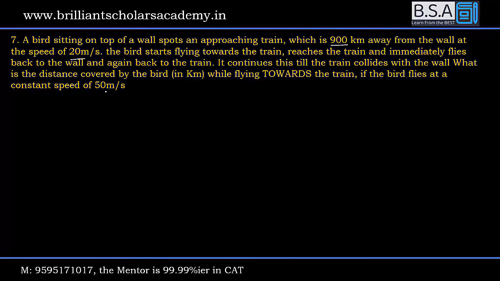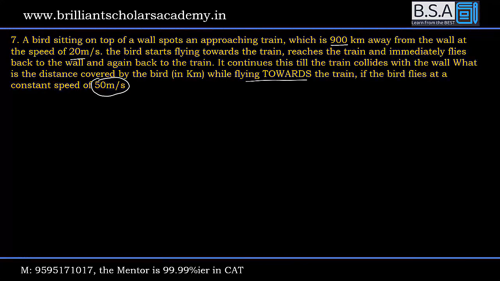What is the distance covered by the bird in kilometers while flying towards the train if the bird flies at a constant speed of 50 meters per second? This is a very, very ancient question. We cover this question to help people understand how to deal with infinite repetitions.